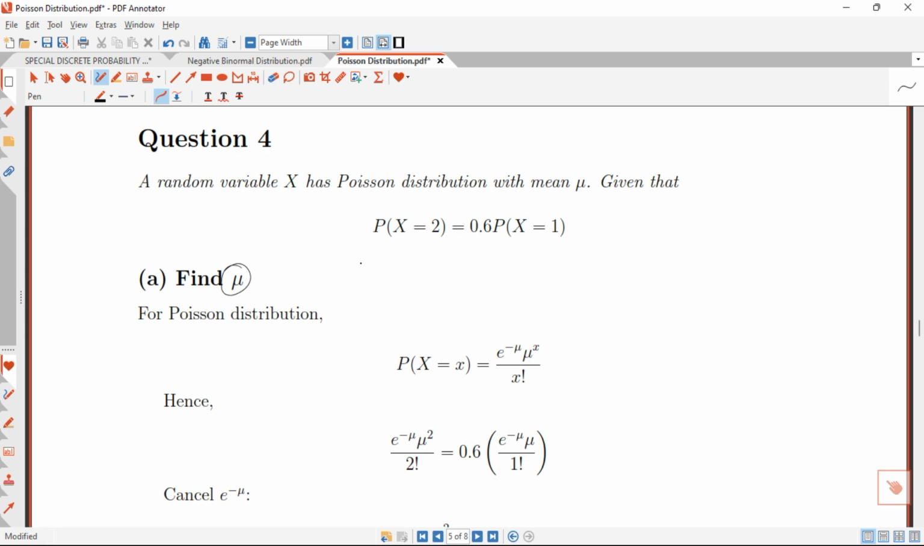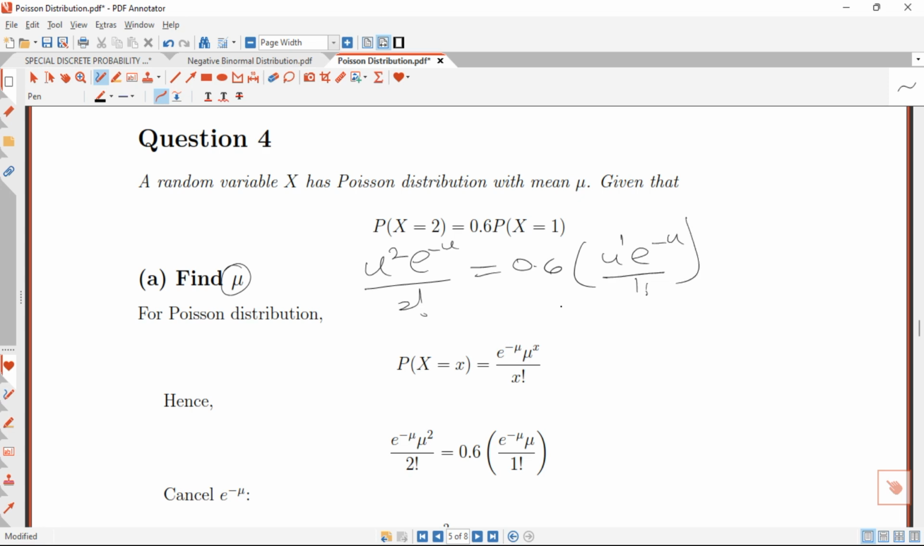Our mean. So that means that here will be mu raised to the power 2. Our x is being given to us: e raised to the power negative mu all divided by 2 factorial, which is equal to 0.6 mu raised to the power 1 e raised to the power negative mu over 1 factorial. That's how we are going to express it.